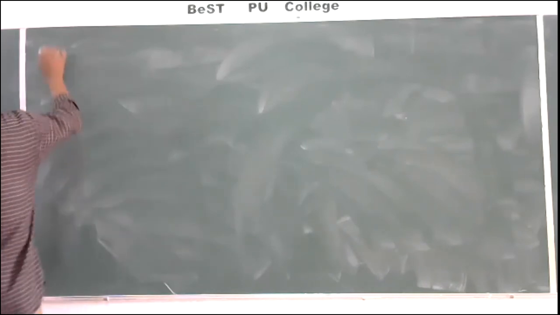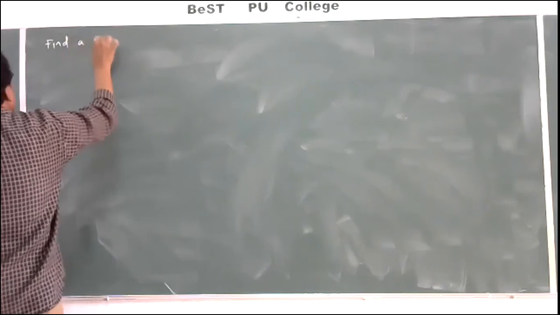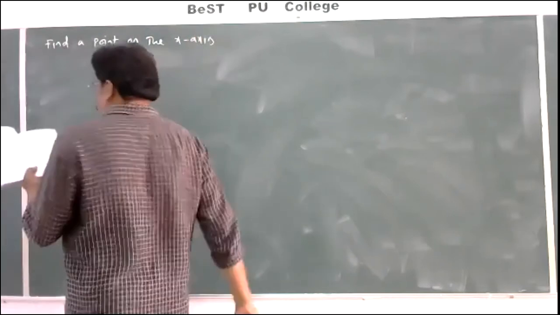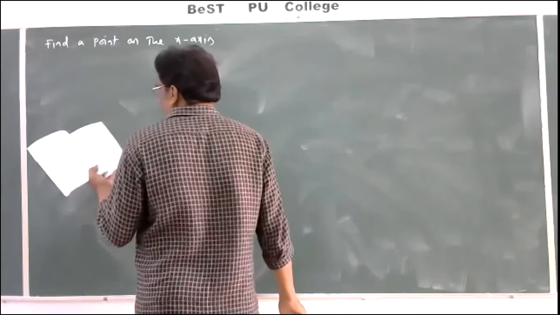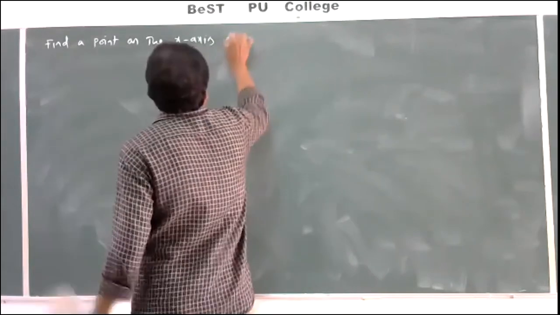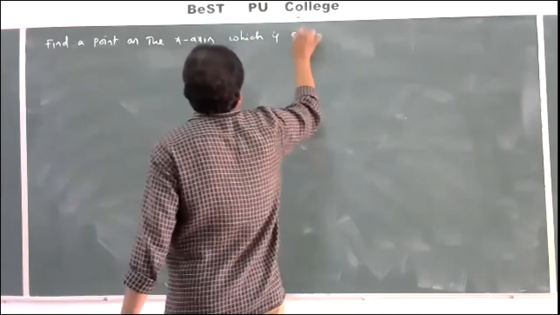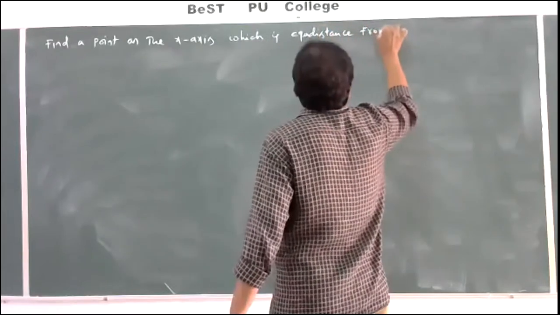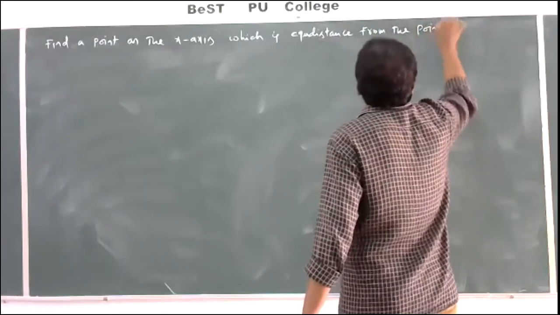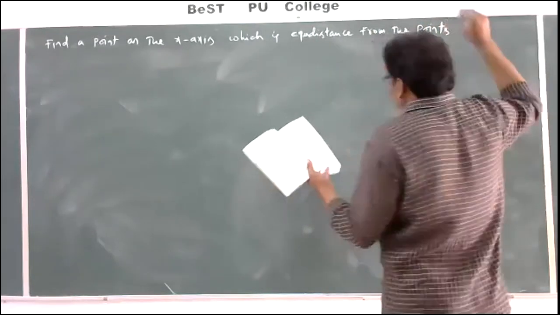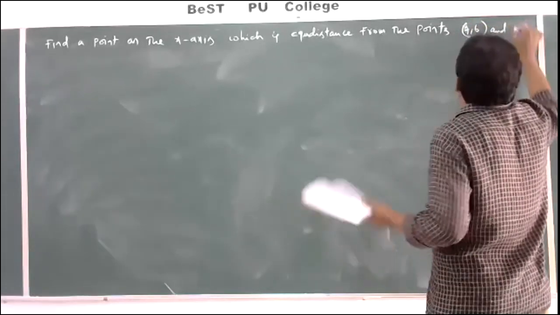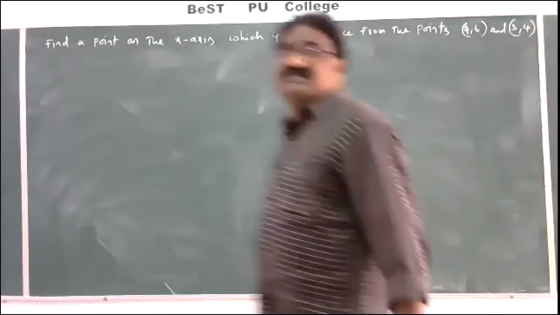Yes, next problem. Find a point on the x-axis which is equidistant from the points 7, 6 and 3, 4. 7, 6 and 3, 4.